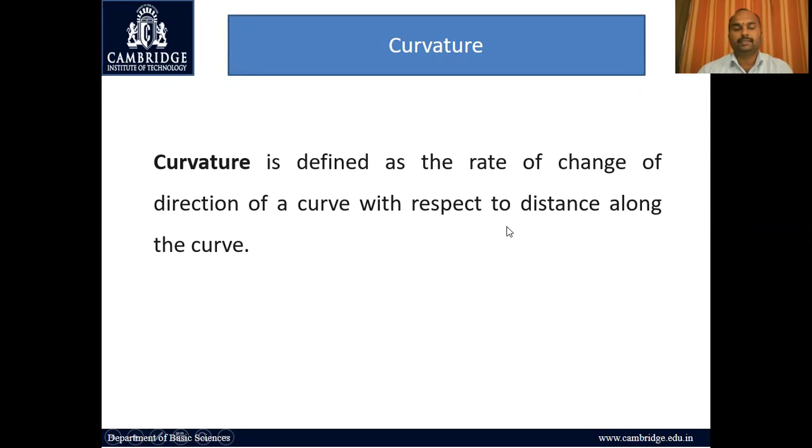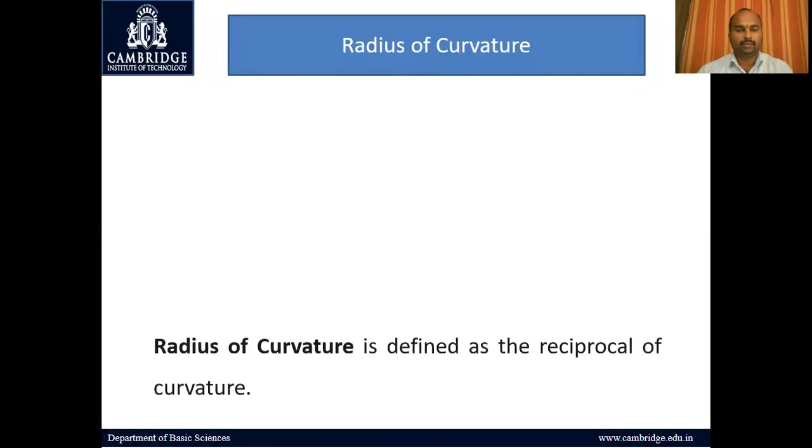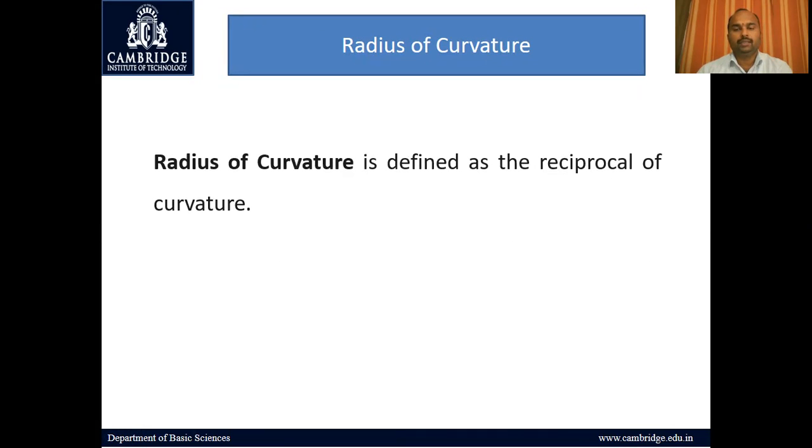with respect to the distance along the curve. That is, curvature is denoted by k, and it is given by d theta, that is change in the direction, change in the angle with respect to the change in the arc length. Then radius of curvature is defined as the reciprocal of the curvature. Whatever the curvature is, its reciprocal will be taken as the radius of curvature.